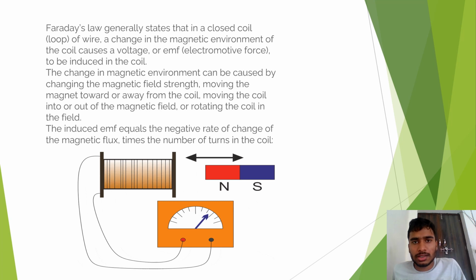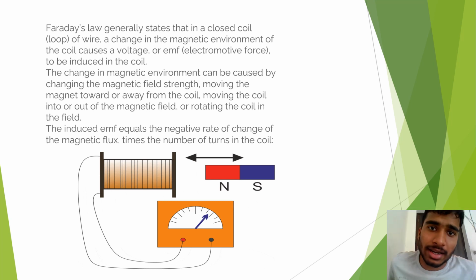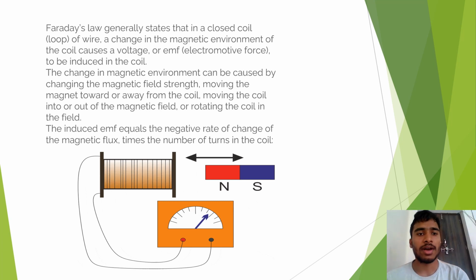From that idea he found out Faraday's law. So he found out that with a magnet we can actually make electricity. If we move a magnet rapidly in a field of coils, in a loop, we can actually see a current flowing through it.